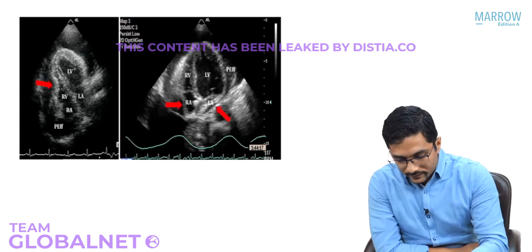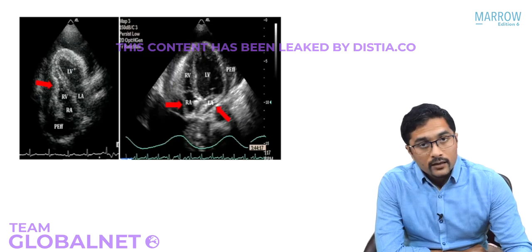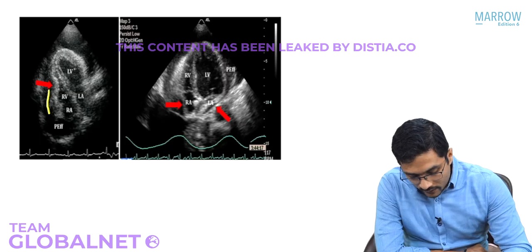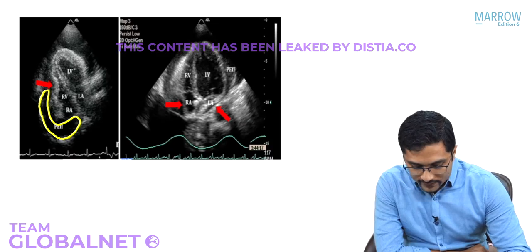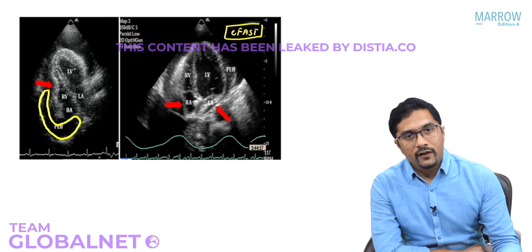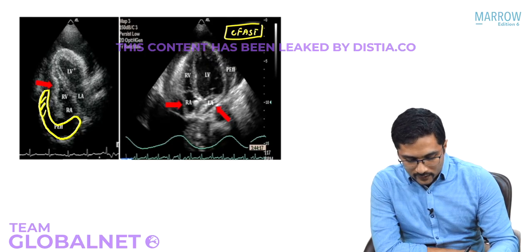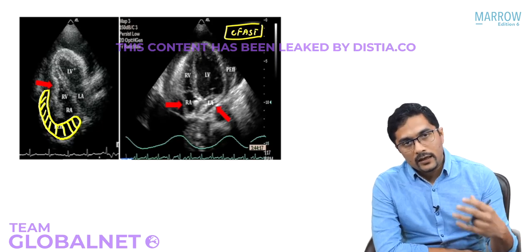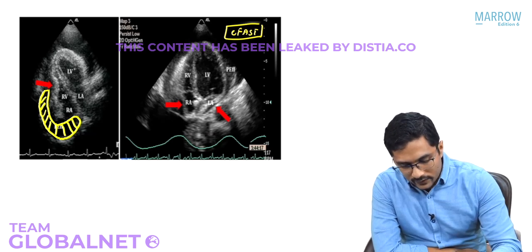You can see that there is a collection around the heart, and this was asked last year in the AIIMS exam. They had shown a FAST scan or an EFAST scan, and they had asked you whether the EFAST scan is positive or not. So always remember, if you get this hypoechoic, this blackish collection, either in the abdomen or around the heart, that means there is fluid there or blood there. So it is a positive EFAST scan.